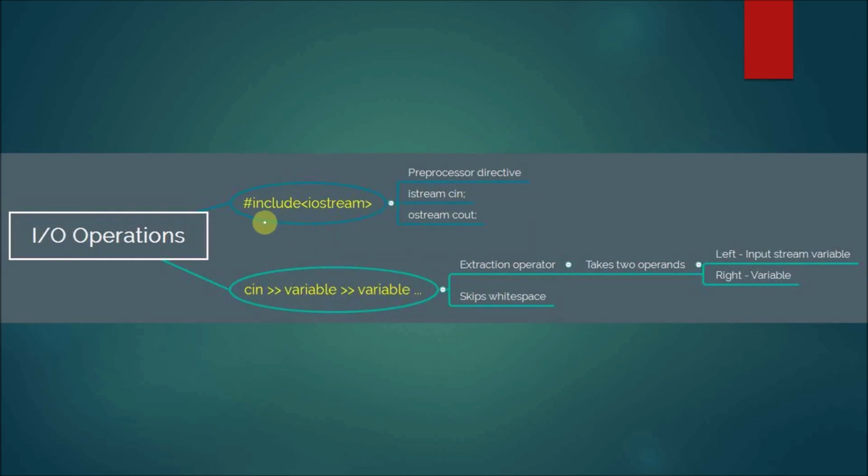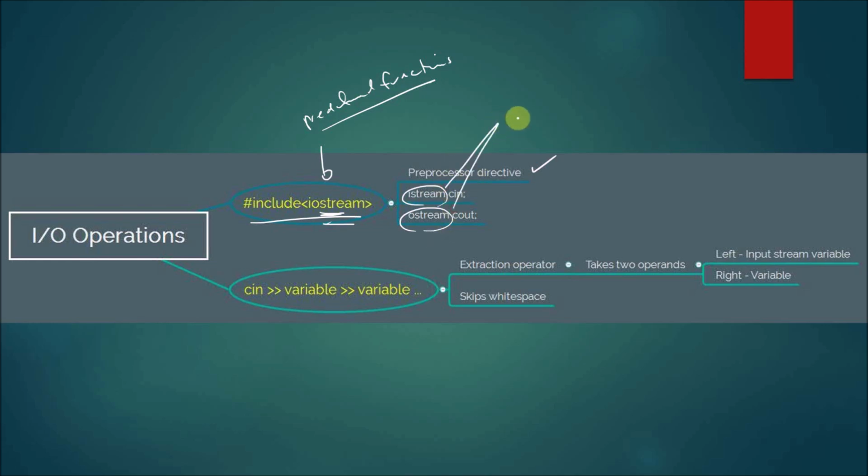The very first thing that we're going to talk about is #include iostream. iostream is a preprocessor directive. Remember we talked about that earlier? The preprocessor directive iostream allows us to have predefined functions that someone else wrote for us that we can now access. In iostream, there are two data types that have been created for us.